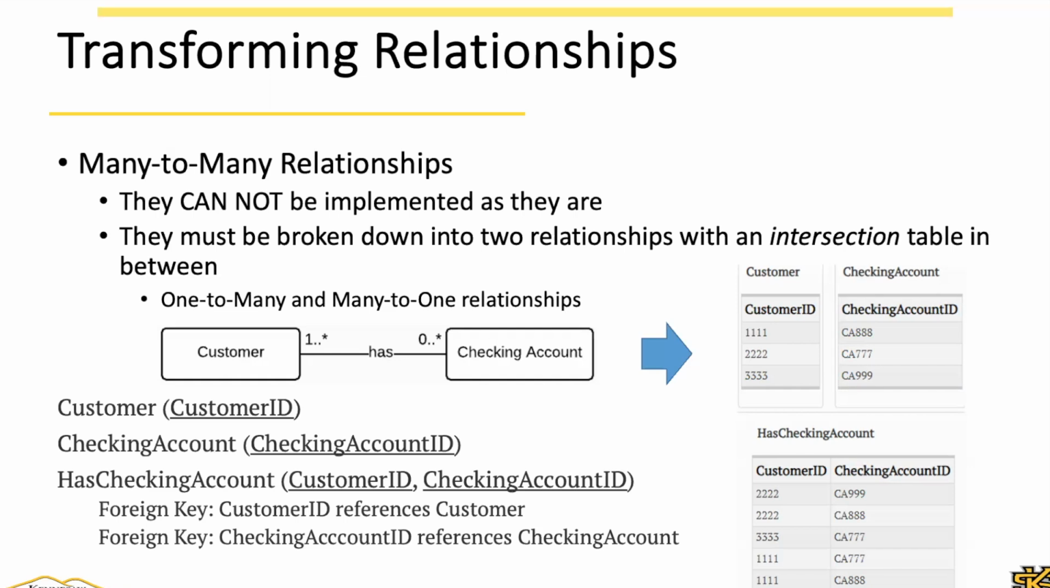In the has checking account table, the foreign key is customer ID, which references the customer table, and the foreign key checking account ID references the checking account table. Together, these two fields create the composite primary key for the has checking account table. This way, you would ensure data integrity and proper normalization within your database design.